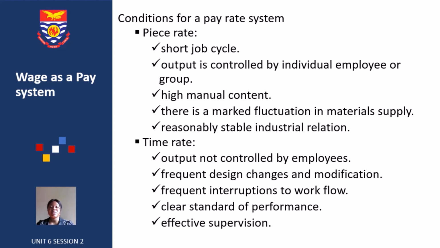The time rate pay system. The output is not controlled by the employee because you are supposed to work a particular number of hours. If you can produce 100 in 4 hours, but you're supposed to work 8 hours, you are going to spread it across the 8 hours. So it's not controlled by you.